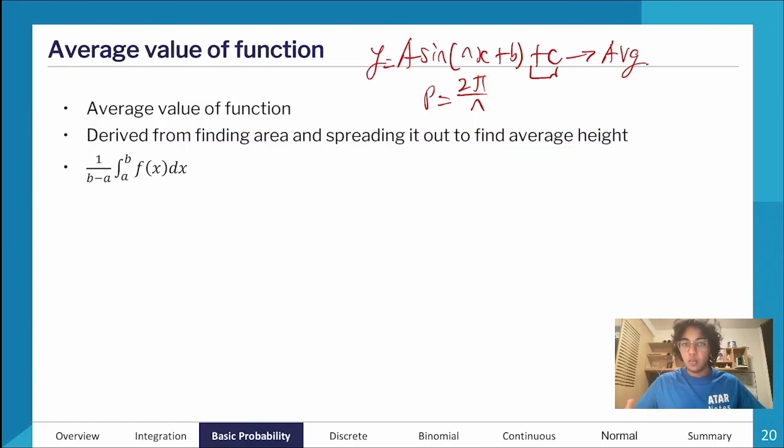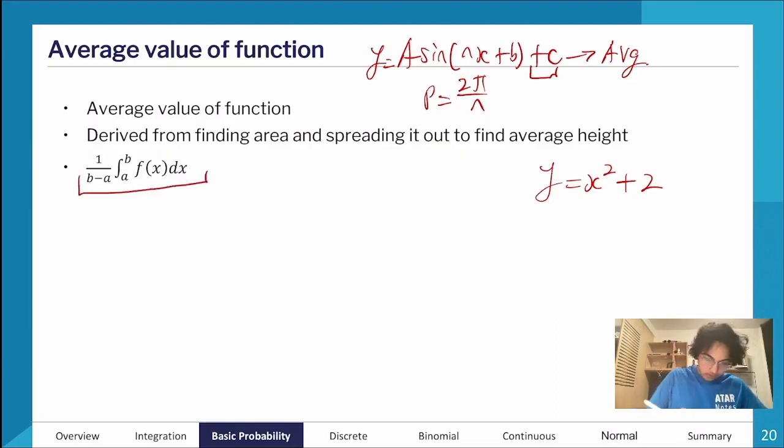Well, another way we can work out the average value of a function, because maybe it's some function like this, y equals x squared plus 2, it doesn't fit a sine graph, right? So how do you work out the average function? Well, we can use an integral for that. So the equation for an average function is this, right?